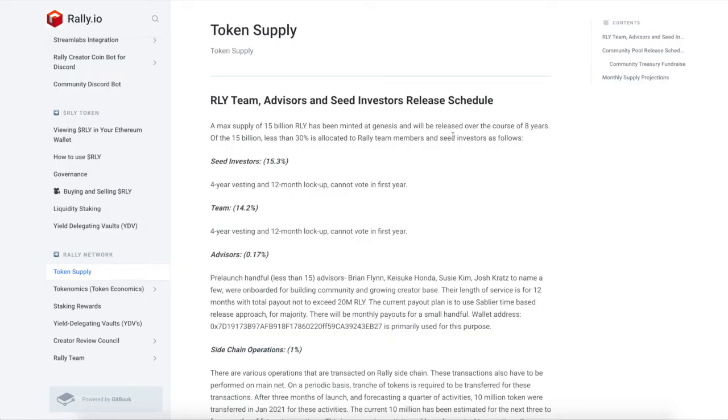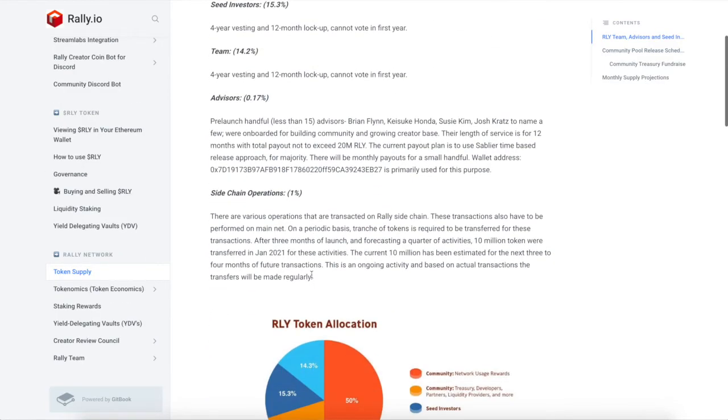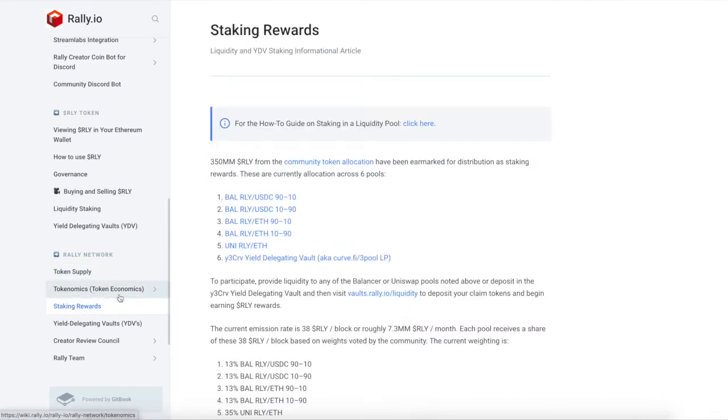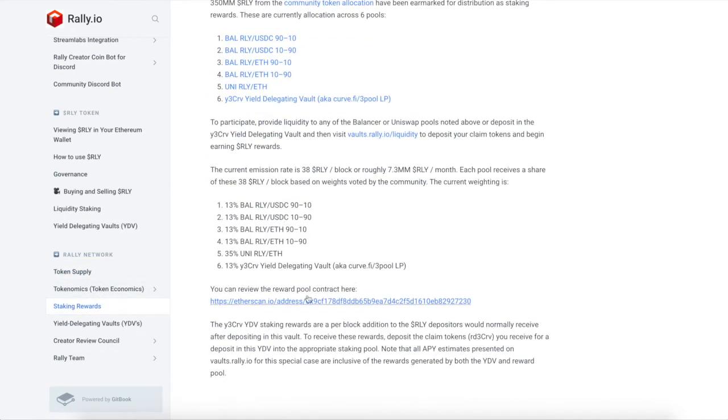Breakdown: the seed investors have about 15%. The team has about 14%. Sidechain operations is about 1%, which is somewhat for paying transaction fees, etc. And then about 50% is going to the community. So the distribution isn't crazy bad, and you guys can see the staking rewards if you're wanting to provide liquidity. Right now, it's still in beta, so I would not mess with it.